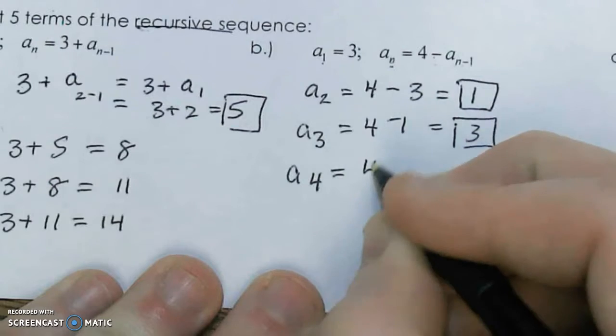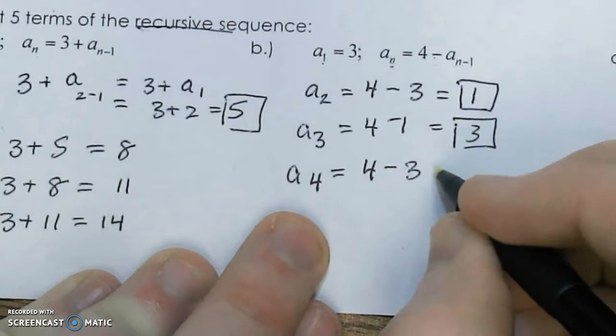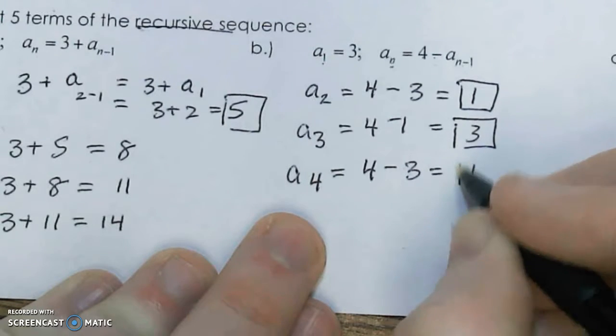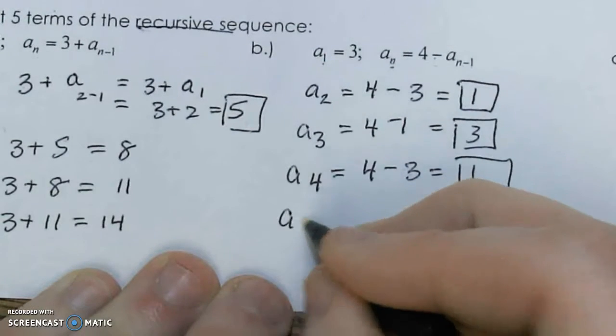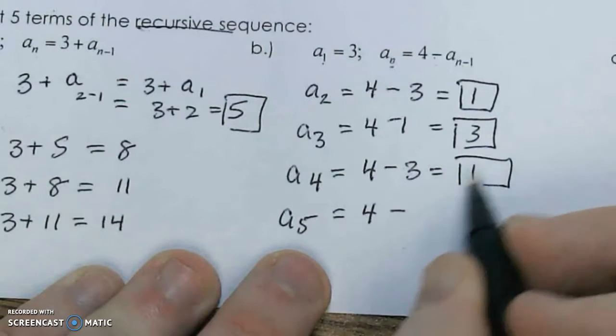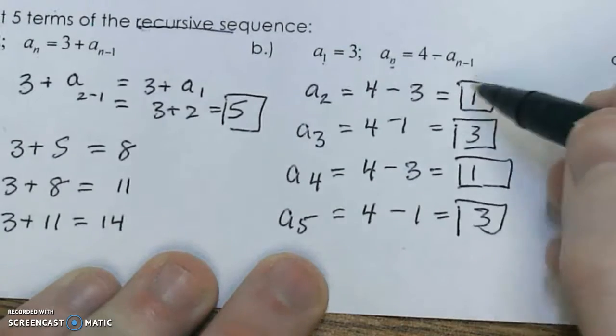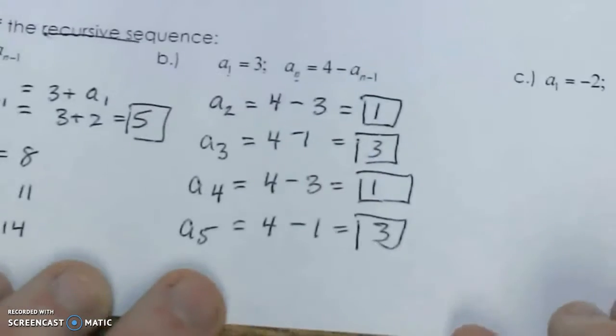A4 will be 4 minus A sub 3, which was 3. We get 1 again. A5 is 4 minus A sub 4, which was 1. We get 3 again. So this is a cool sequence. It just goes 1, 3, 1, 3, 1, 3.